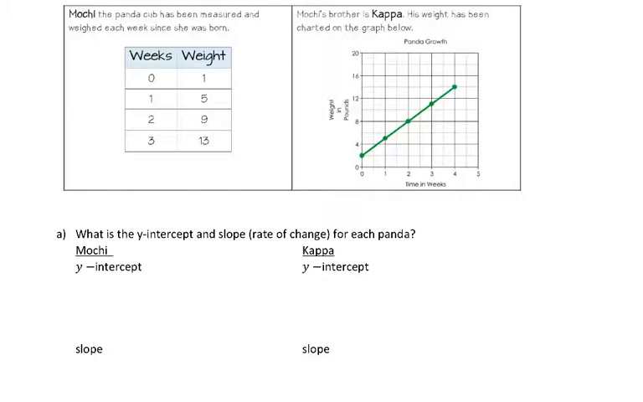So when I'm looking at the table, remember the y-intercept is where the 0 is. So in this case, the y-intercept is 1. And when I'm looking at a graph, the y-intercept is where we start. So in the graph, the y-intercept is 2.